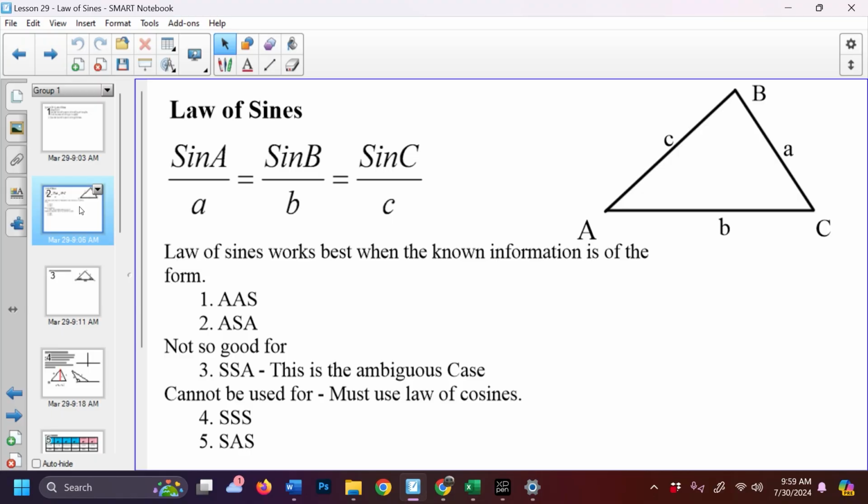The law of sines has an issue of ambiguity, which makes it a bit more difficult to understand. So we will start with that one first. Let's get started. Okay, let's start with this definition of the law of sines.